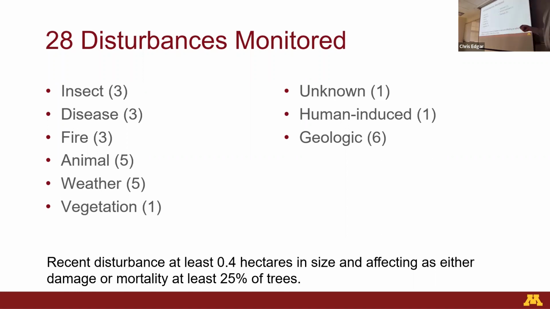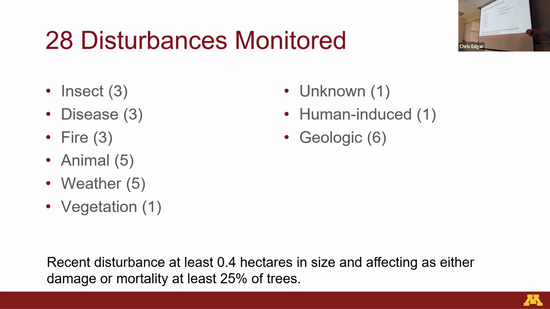Different animals, beaver, deer, ungulate, weather, and I think you can imagine what those would be: ice, drought, flooding, things like that, non-beaver flooding, vegetation, unknown, human-induced, and again, we're not talking here harvesting, that's a treatment that's separate here, we're not talking harvesting or other silvicultural activities. And then geologic disturbances, which I don't think there's any record that I recall seeing. This is avalanches, landslides, volcanic blast zones. So maybe if you're out west, these would be the ones that you'd be looking out for.